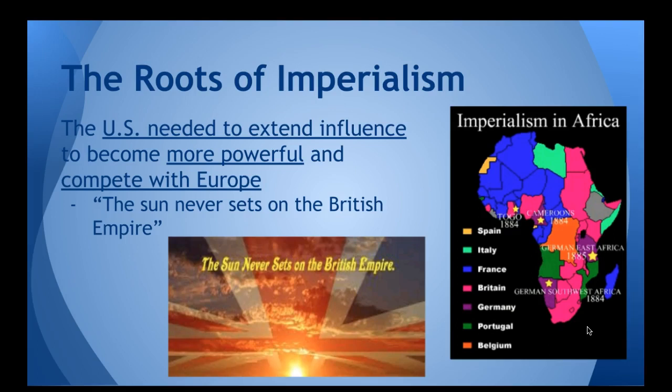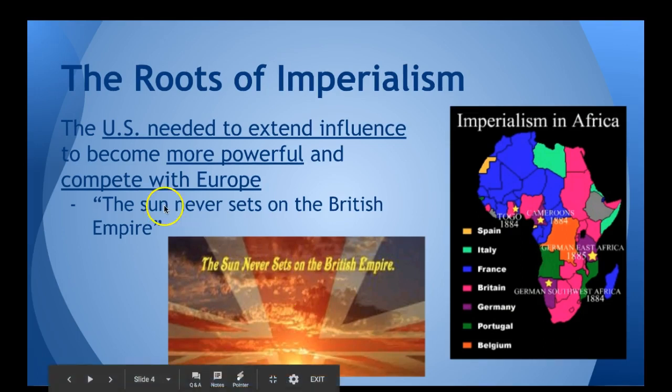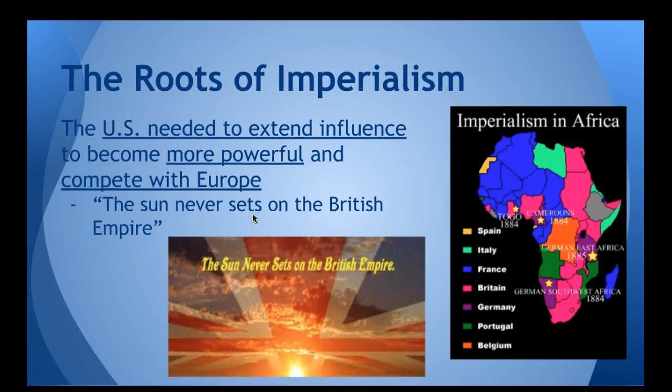By the late 1800s, the British Empire was so extensive that there was a saying that the sun never sets on the British Empire, because literally in every time zone across the globe, Great Britain had control of some foreign nation, had a colony somewhere. So literally the sun was always up somewhere in the British Empire.